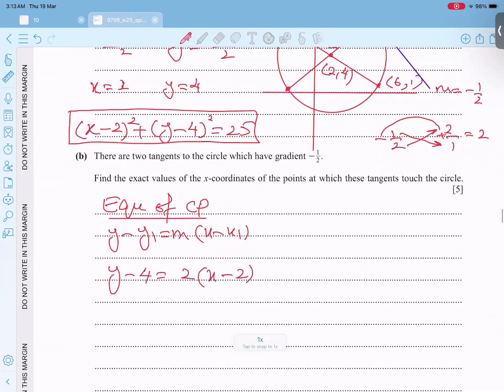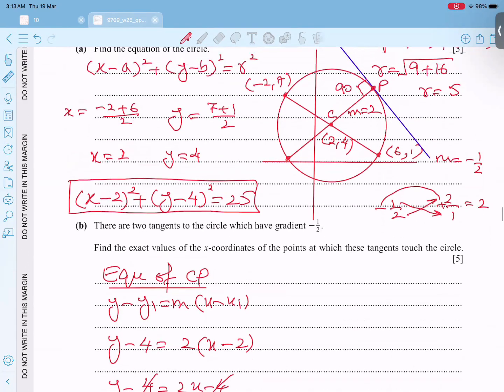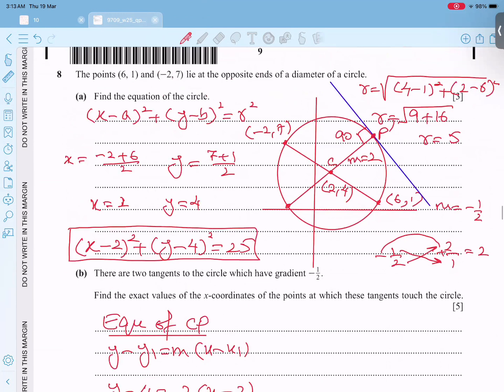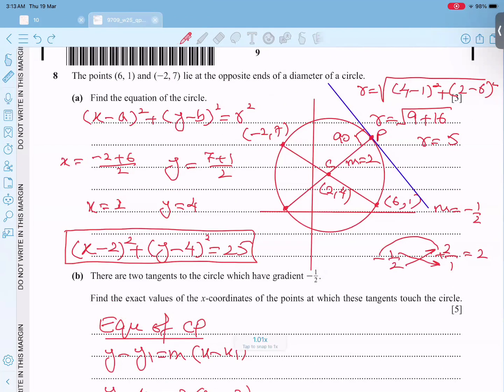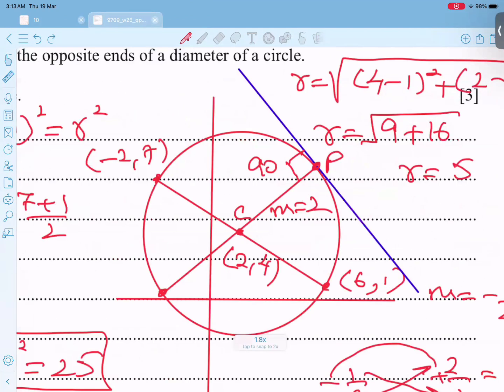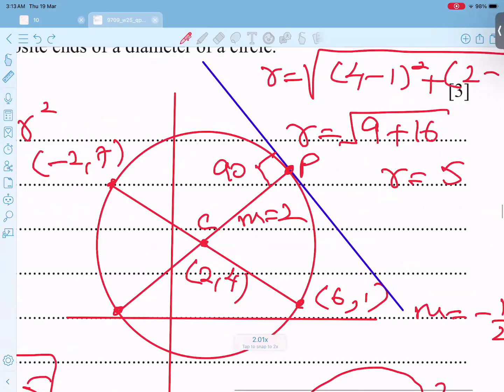Open the bracket: x minus 4, so 2x minus 4. The 4s cancel, and we get an equation, so it means y equals 2x. So basically, the equation of the CP line, I got it. And if you look carefully, the CP line is cutting the circle at P and cutting the circle at Q. So these are the 2 points.